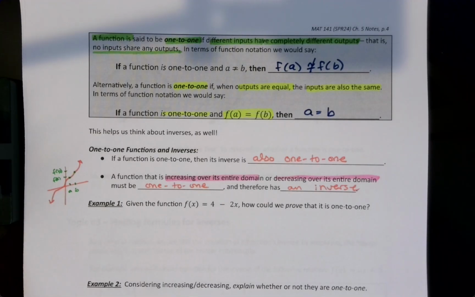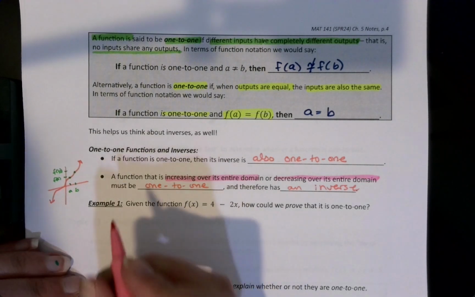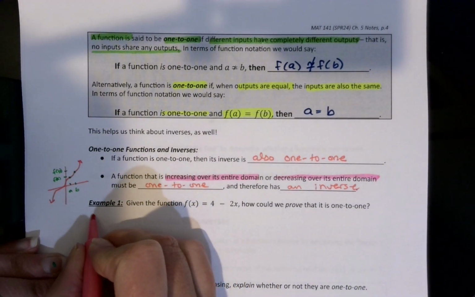Example 1. Given this function, how can I prove that it is one-to-one? Okay, so we can actually prove this algebraically and graphically. So let's look at both of those cases.